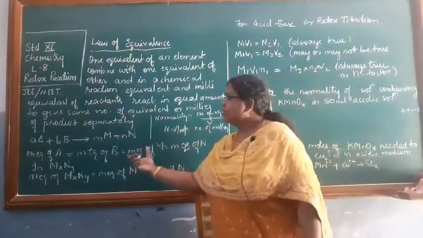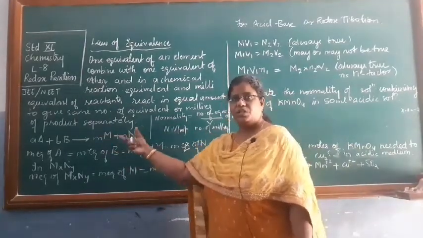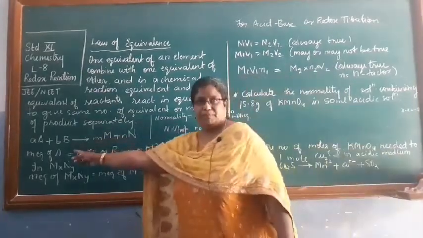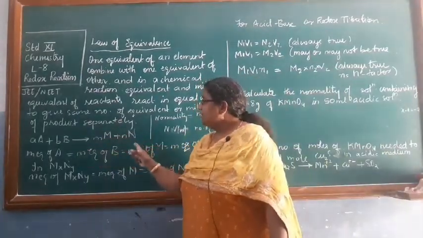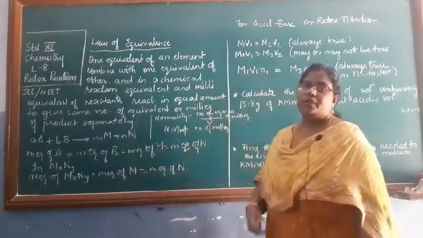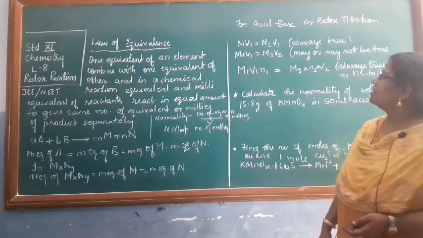Okay, so this is what it means: the amount of milli equivalent of A that we take in the first reaction will react with an equal amount of milli equivalent of B, and it will give an equal amount of milli equivalent of M and milli equivalent of N. That is what we call the law of equivalence.